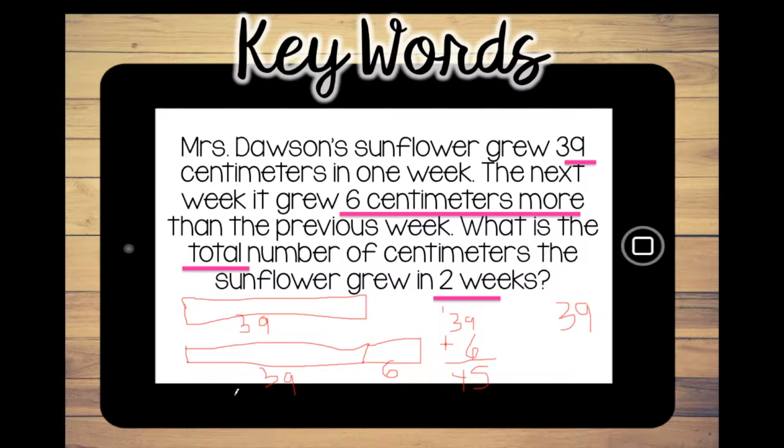Now we can add the second week, which is 45, with our first week. So we have 39 plus 45 centimeters. 9 plus 5 is 14. 1 plus 3 plus 4 is 8. So we get 84 centimeters.